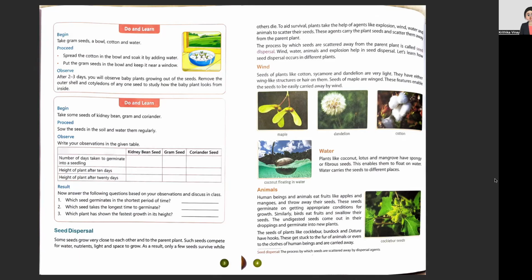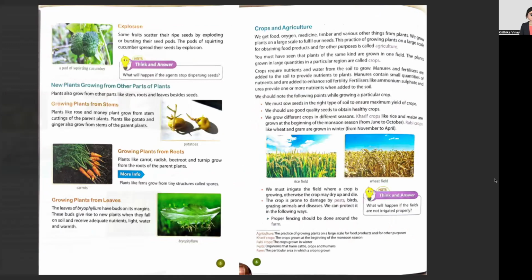The seeds like cucumber, burdock, and datura have hooks. These get stuck on the fur of animals or even to the clothes of humans and are carried away. Explosion. Some fruits scatter their ripe seeds by exploding or bursting their seed pods. Pods of squirting cucumber spread their seeds by explosion.